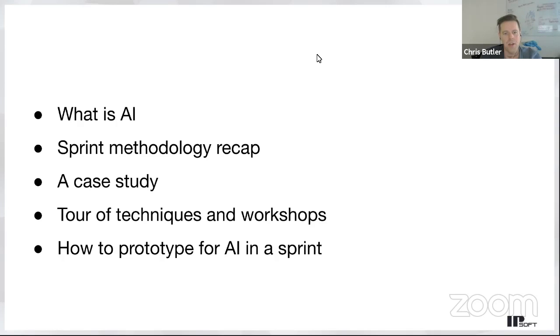Finally, what you're going to take away from here is how to prototype AI or machine learning systems in a particular sprint context. Because I think there are a lot of people that say that you cannot actually build these types of systems in a way that is very iterative, and I would disagree with them. So that's what this talk is going to be about.